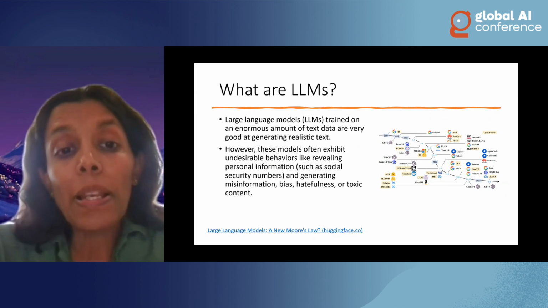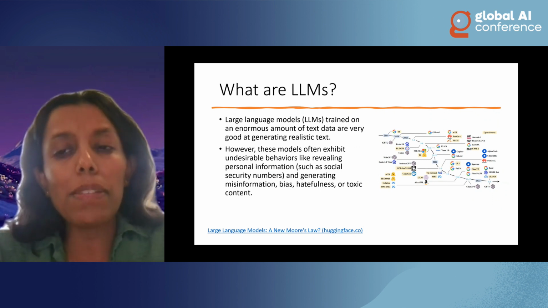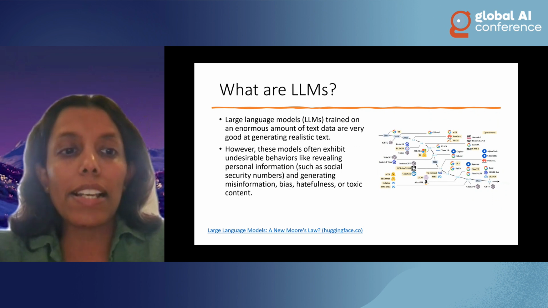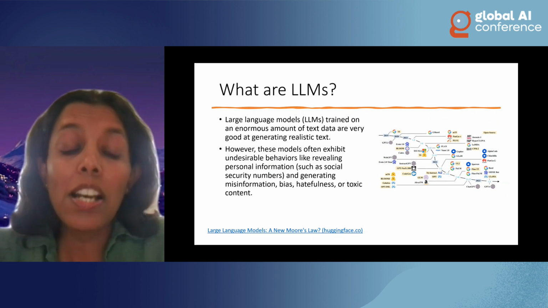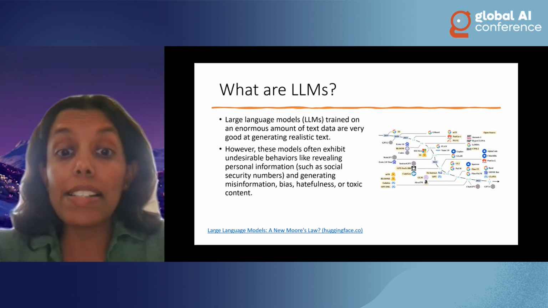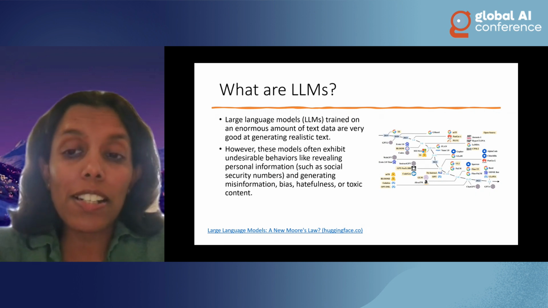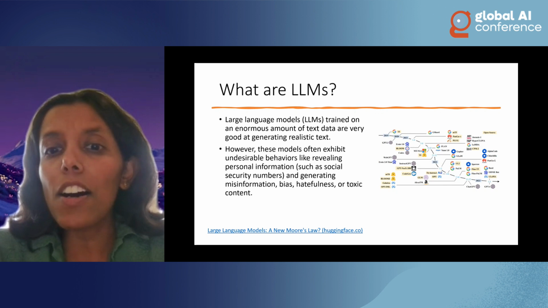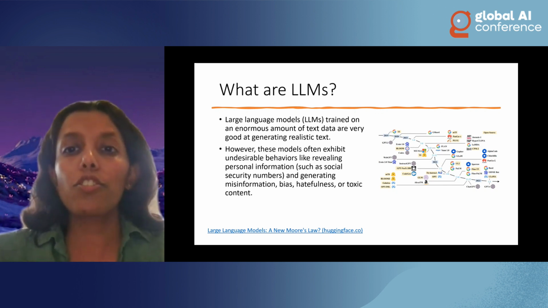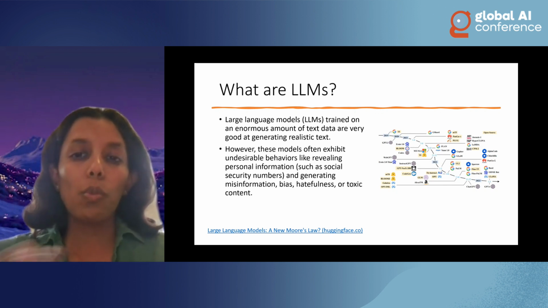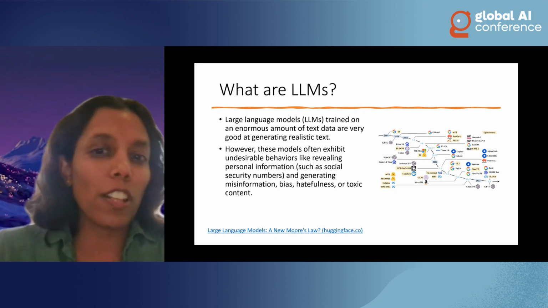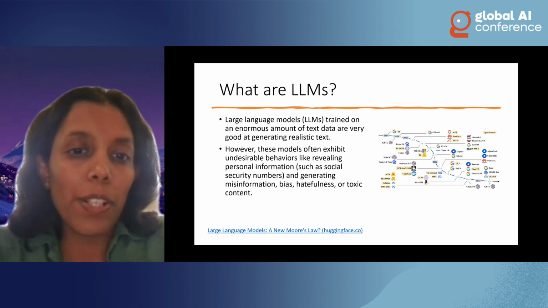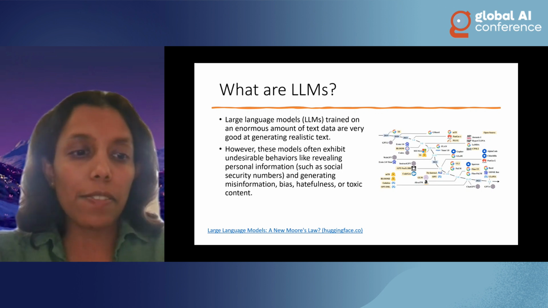However, these models often exhibit some undesirable behaviors, like revealing personal information such as social security numbers, generating misinformation, bias, hatefulness, and toxic content, primarily because all this text was used to train the model. So it doesn't know what is sensitive and what's not sensitive. So we have to have some filters in place to ensure that it's not generating content that's not safe.